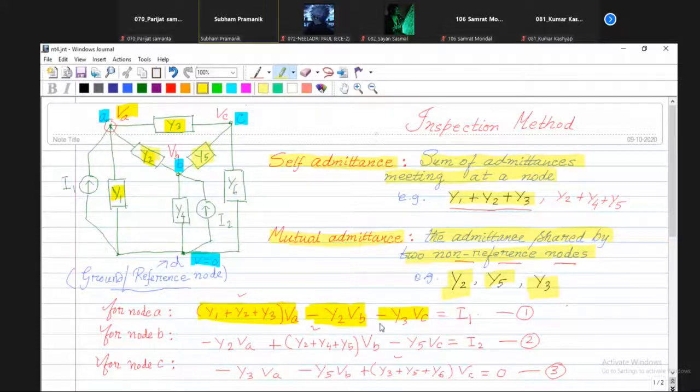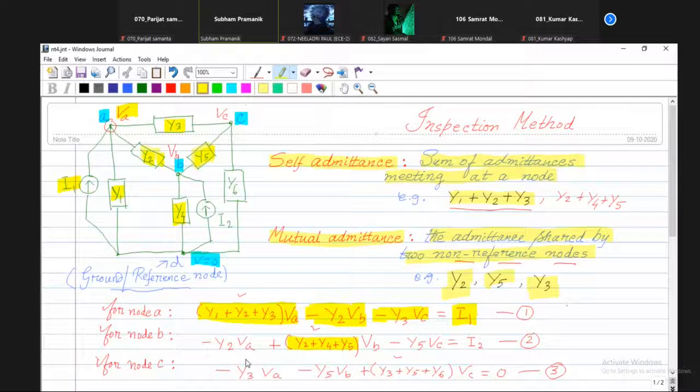For node B, Y2 plus Y5 plus Y4. Y2 plus Y4 plus Y5, the self admittance, multiplied by that node voltage VB.